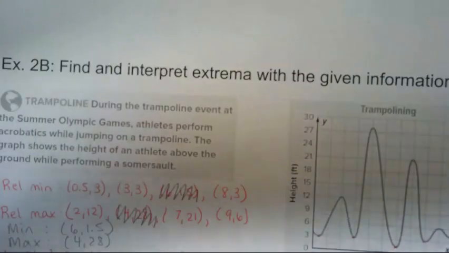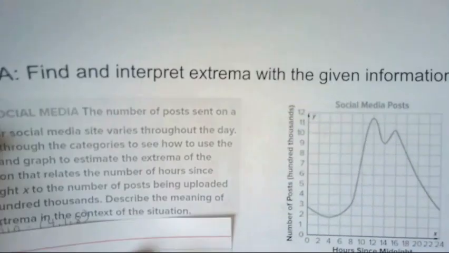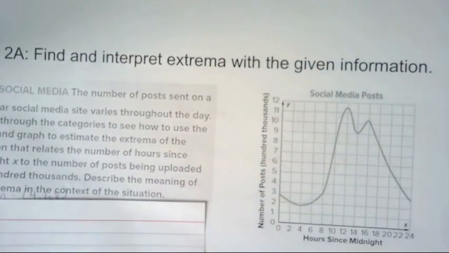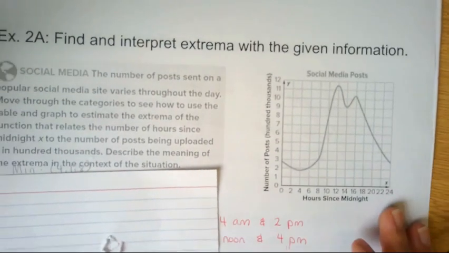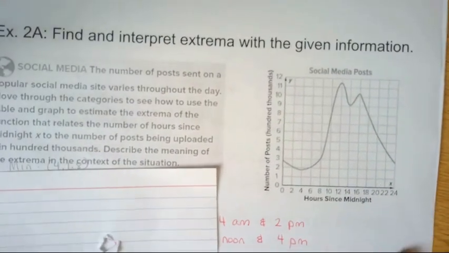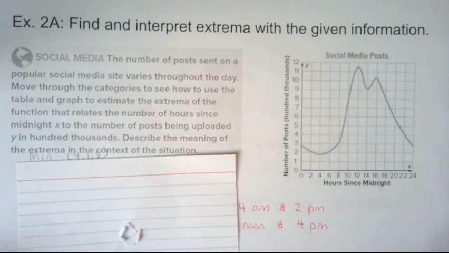Okay, then we have some story problems where we try to make sense of how you use these extrema. Like, what do they do with this kind of stuff? So here's a word problem. I'll read it to you because it's kind of faded in there. The number of posts sent on a popular social media site varies throughout the day. Move through the categories to see how to use the table and graph to estimate the extrema of the function that relates the number of hours since midnight x to the number of posts being uploaded y in 100,000s. Describe the meaning of the extrema in the context.